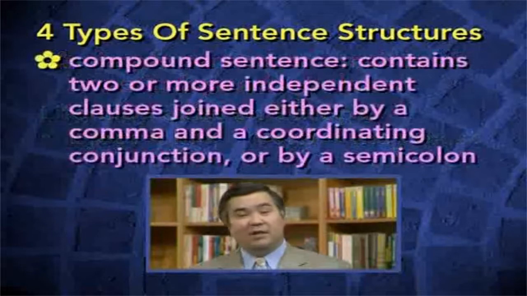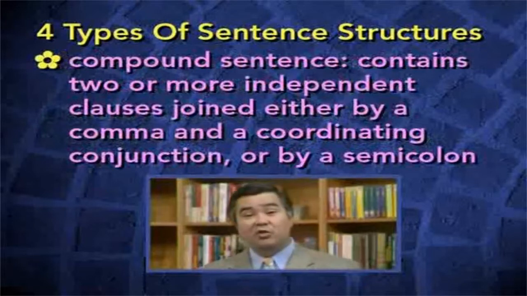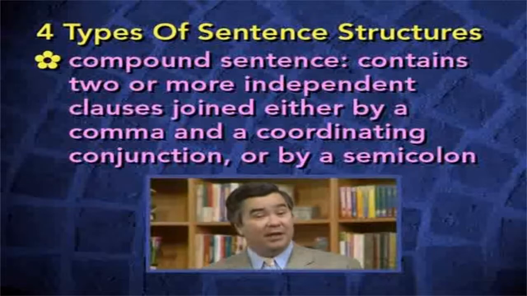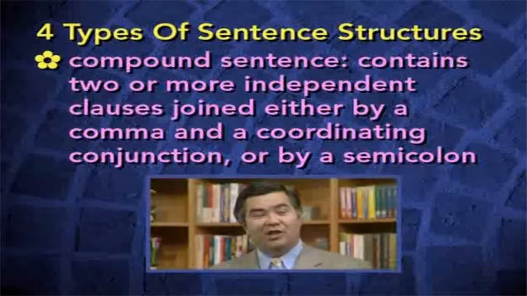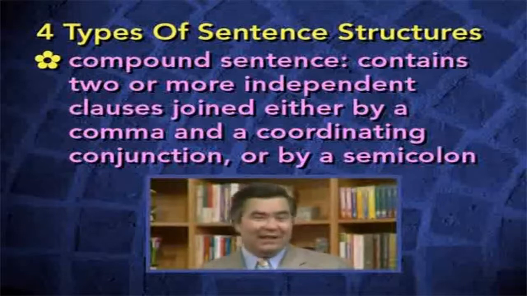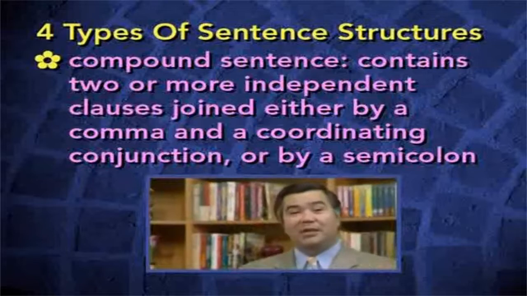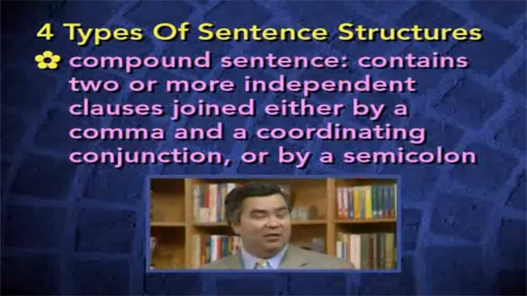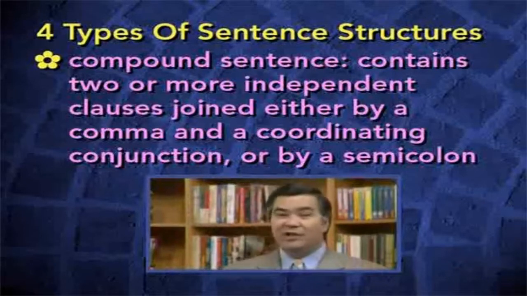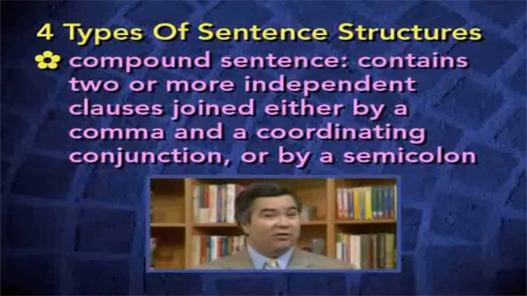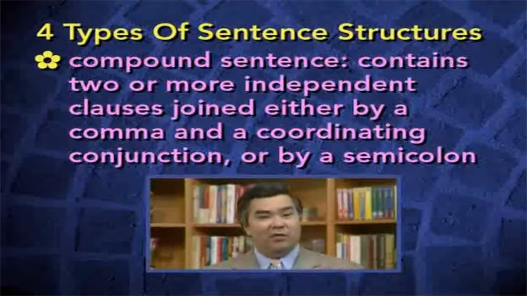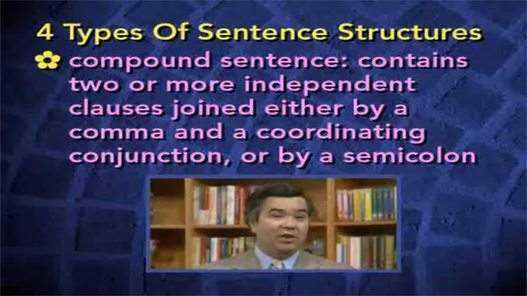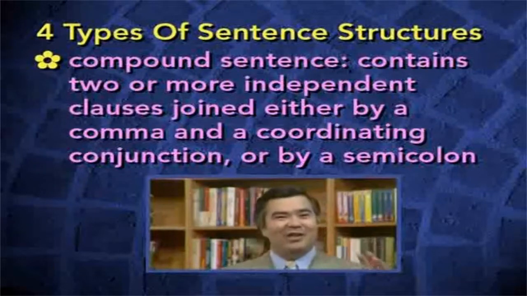By contrast, a compound sentence contains 2 or more independent clauses, which are joined either by a comma and a coordinating conjunction or a semicolon. That's a complicated definition, so let's take it piece by piece. A compound sentence contains 2 or more independent clauses. As we've seen, an independent clause can stand alone as a sentence, but 2 of them can also be joined together to form a compound sentence. Now, when you have 2 independent clauses and you want to join them together, you have to do it according to certain rules.